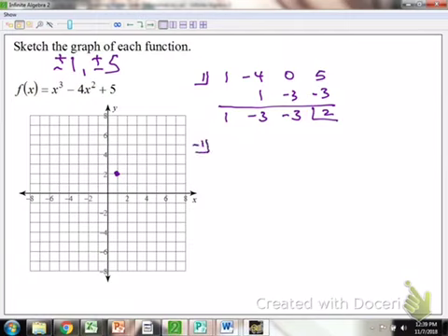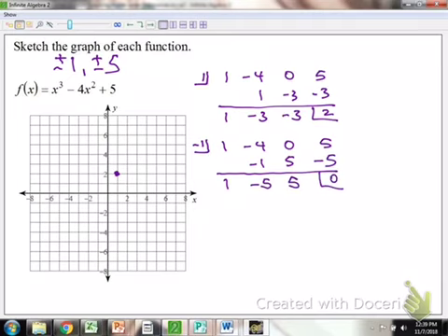So let's try negative 1 and see if negative 1 is a 0. 1, negative 4 is 0, 5. Don't forget the 0. Bring down the 1. It's negative 1. It's negative 5. I like the looks of this. That's positive 5. Add those to get 5. That's negative 5. That gives us 0. And we have a 0. So negative 1 is a 0 right there.